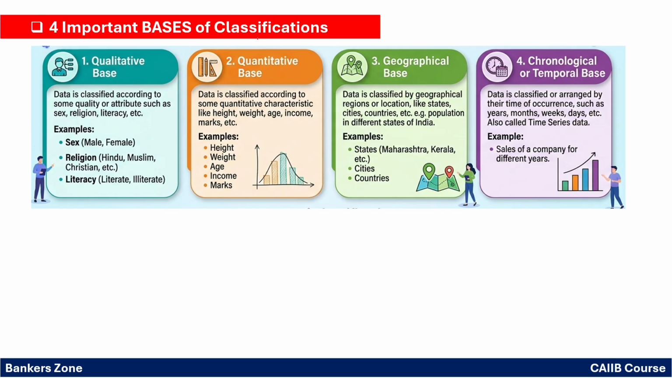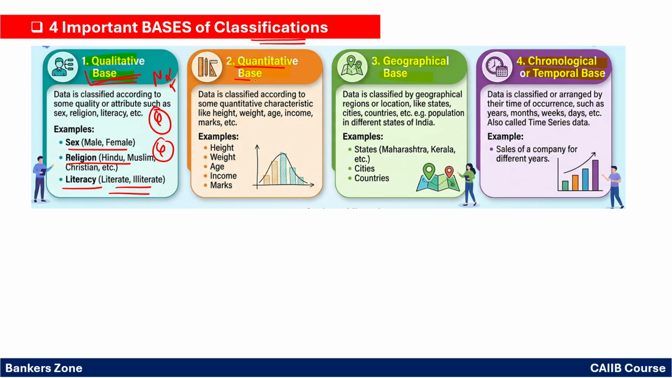Now further, there are 4 important bases of classification. See, if you have to classify the data, there must be some base. So there are 4 important bases on which you can classify the data. First is the qualitative base, second is the quantitative, third is geographical, and fourthly the temporal or chronological. Now with respect to the qualitative base, we classify the data based on some quality which you cannot express in numbers. For example, sex: male, female; religion: Hindu, Muslim; literacy: literate, illiterate. These are the qualitative base.